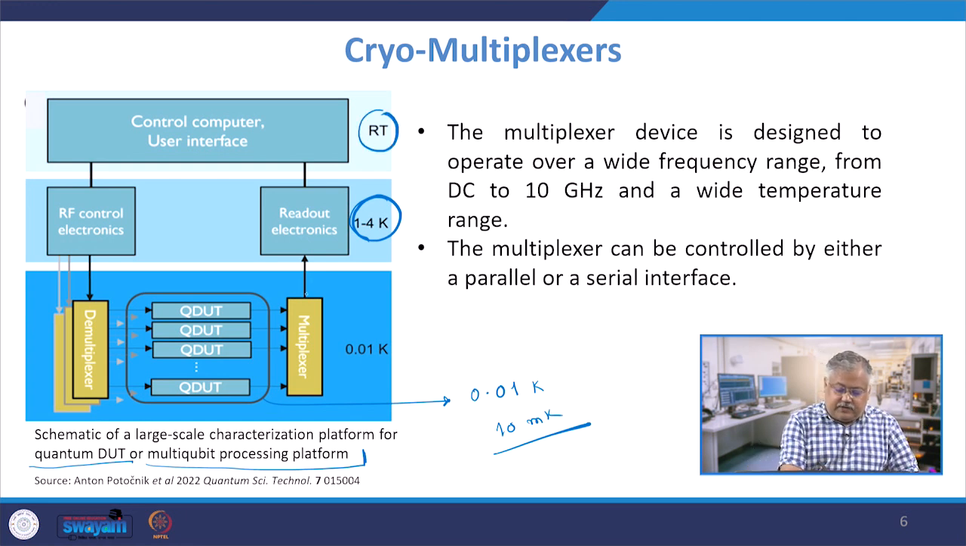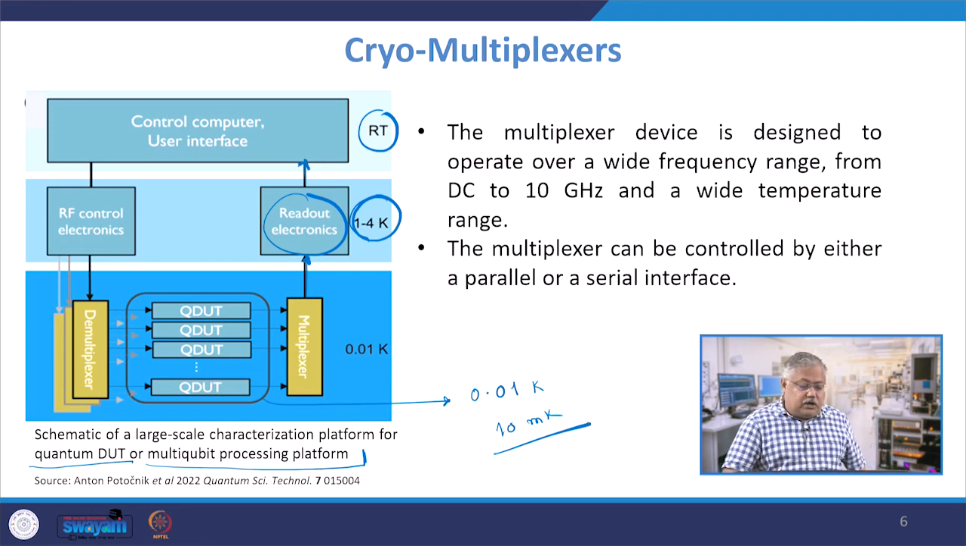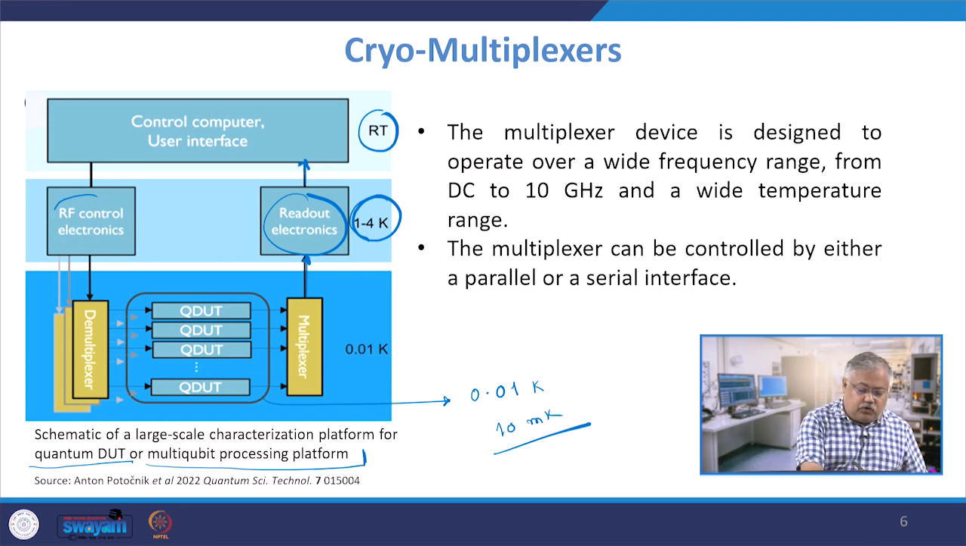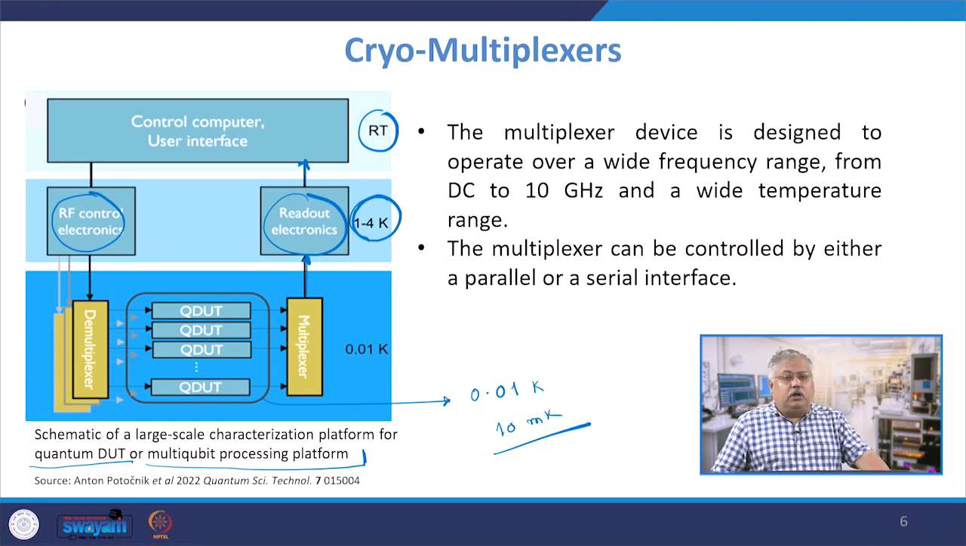So, you have wires which carry signal from multiplexers to readout electronics, and wires which carry signal from readout electronics down to the computer interface, user interface. This is where the user sits and tries to control it. Now, how does it control it? It uses what is known as RF control electronics. This is radio frequency control, typically high frequency control, which controls the demultiplexer. The demultiplexer controls the qubit. The qubit output comes to the multiplexer, which sends it to the readout electronics, and so on and so forth.